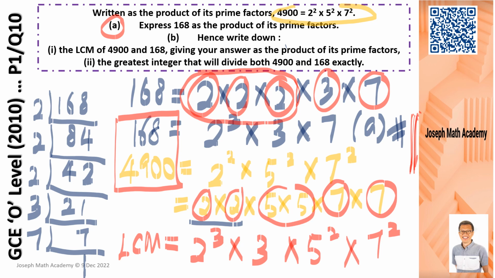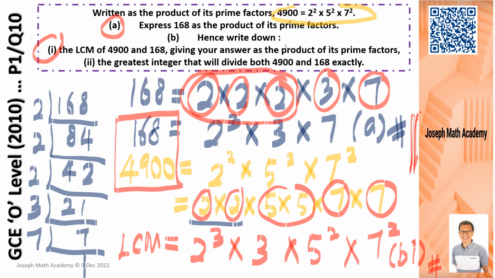All right, we have completed B part 1. Done. Remember, LCM means it must be inclusive. It must include all the factors in the two numbers 168 and 4,900, the maximum.